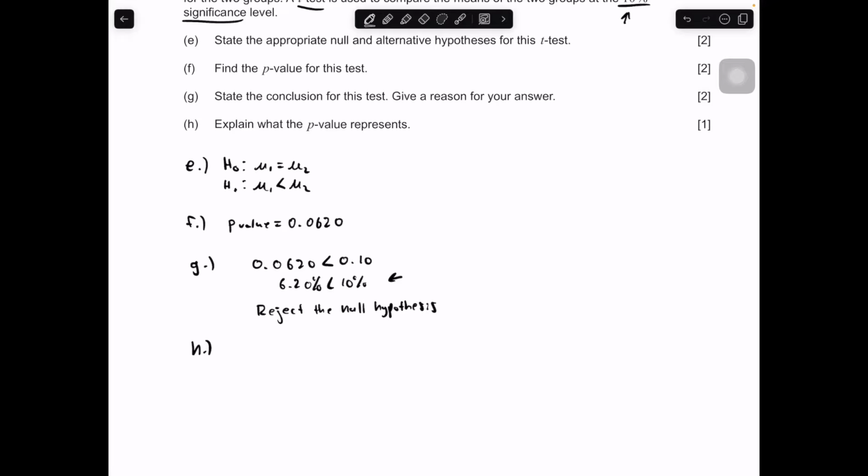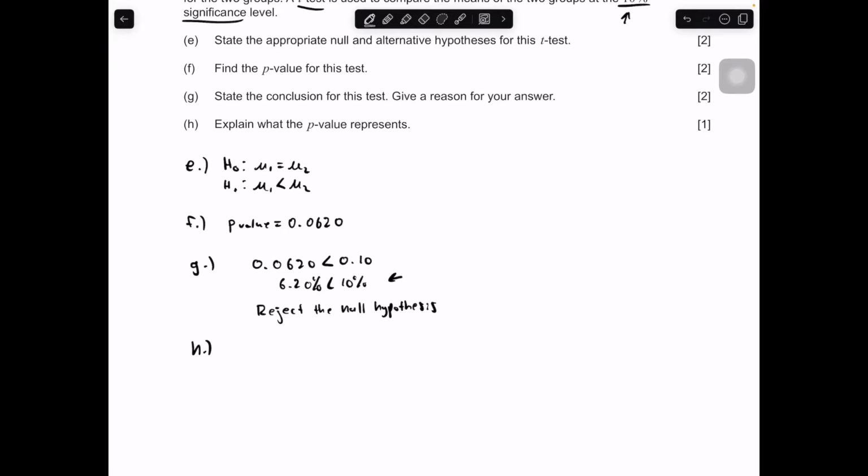Alright, part H, explain what the p-value represents. This is an interesting question. Haven't actually seen something like this before. The p-value represents the chance that we see these results just based on probability alone. So you look at two samples, and what is the possibility that you have this kind of difference between these two populations just based on random sampling alone? In this case it's 6.2%, which is rather small.